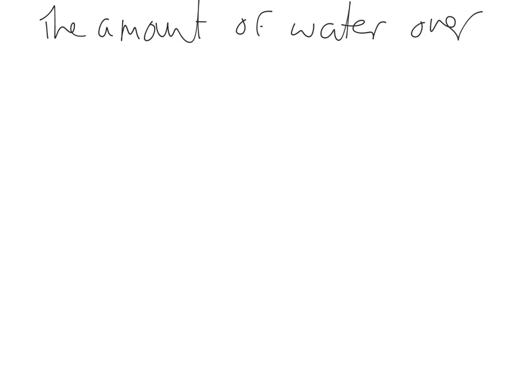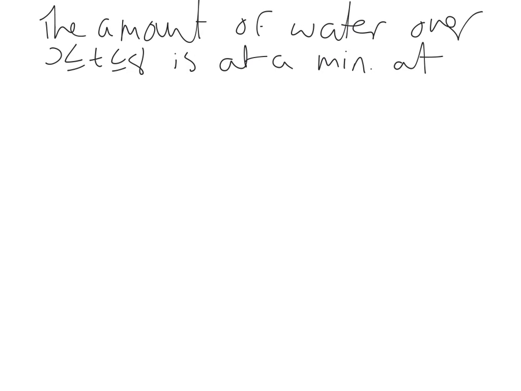You can say the amount of water over 0 to 8 is at a minimum at t equals 3.272 hours. Since this is the last part of that question, I can round it to 3 decimal places. So that is part B, or part C.